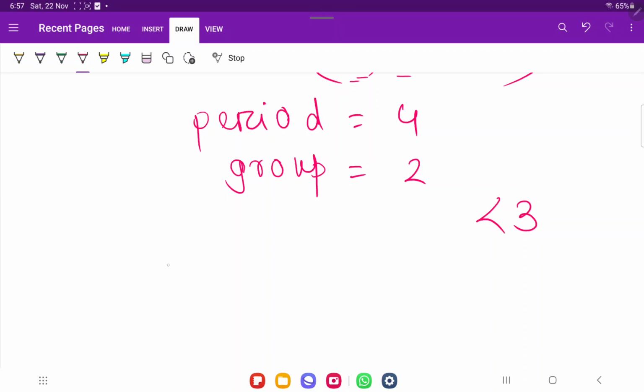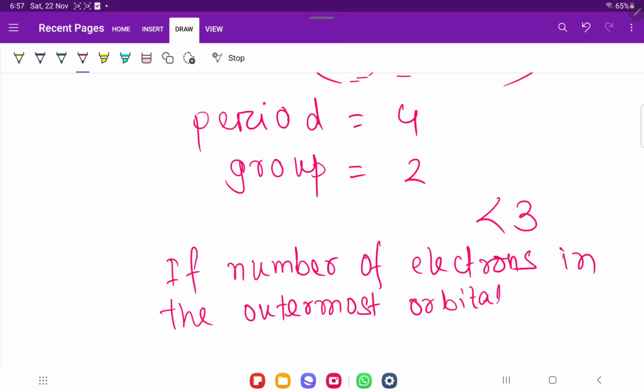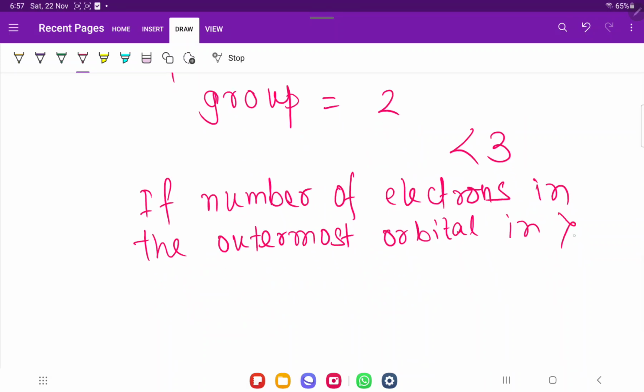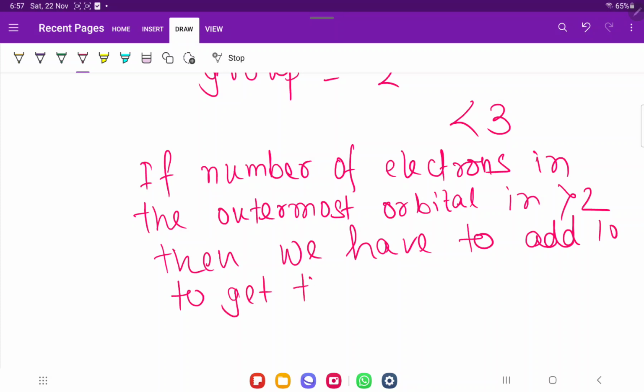What I am telling is that if the number of electrons in the outermost orbital is greater than 2, then we have to add 10 to get the group number.